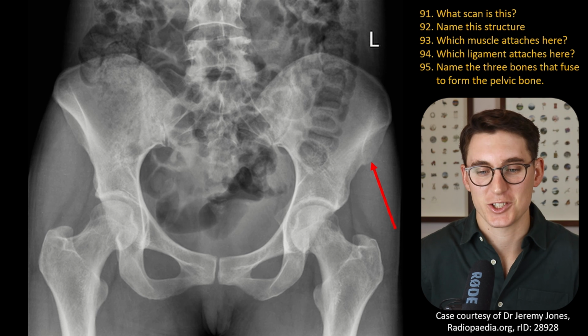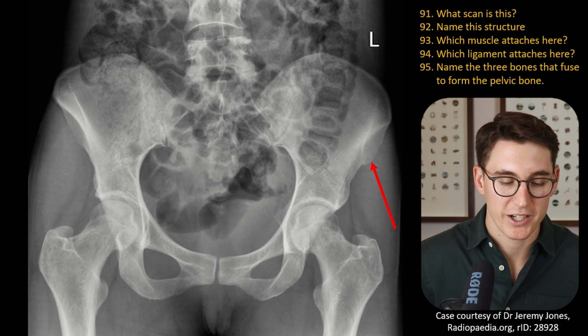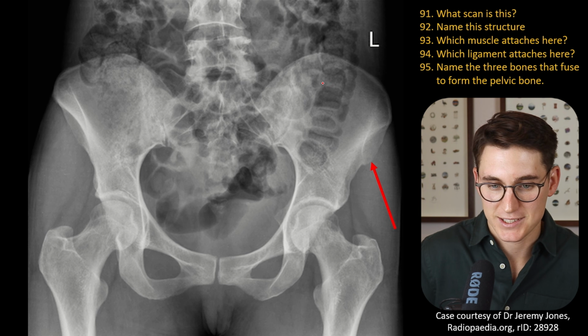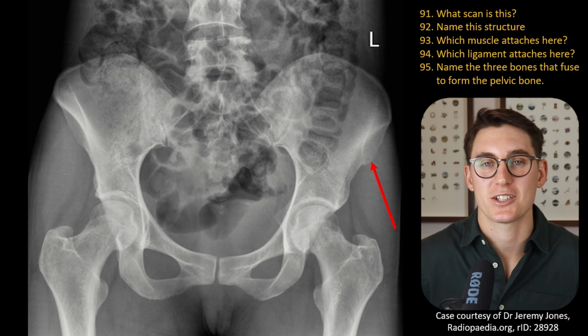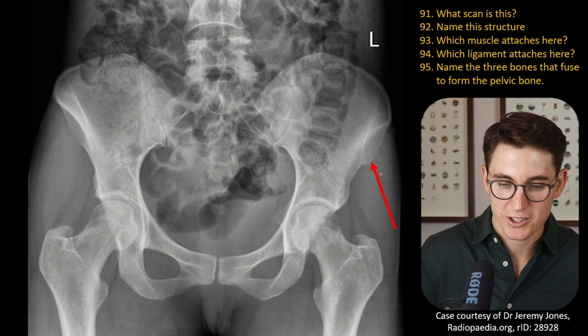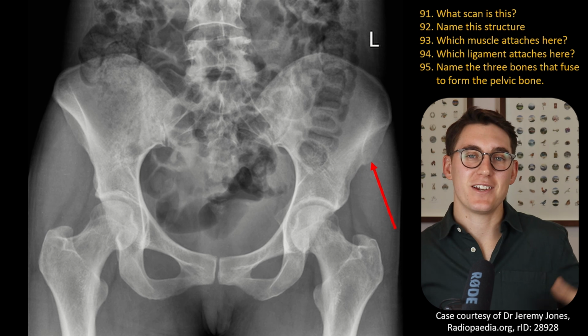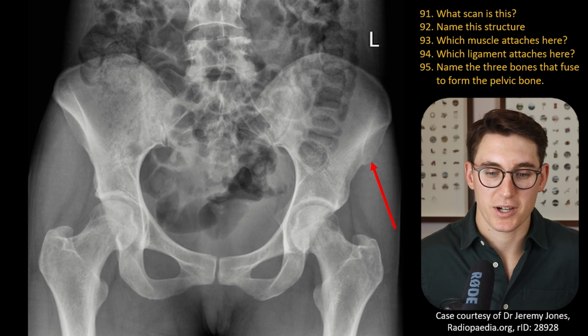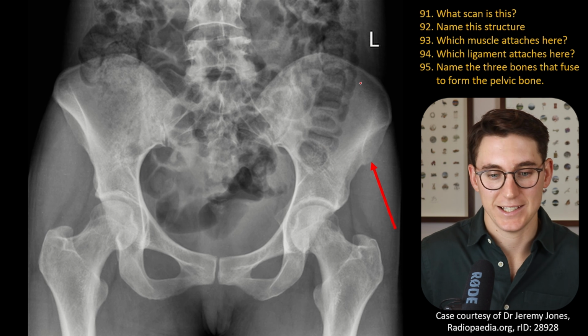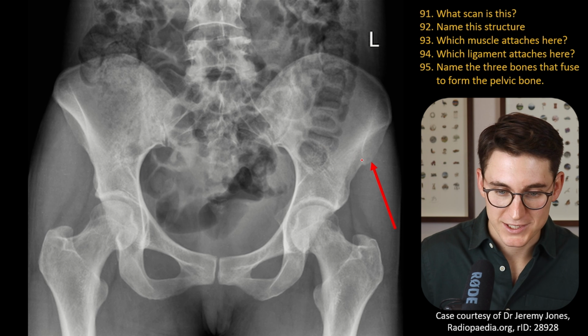Last 10 questions. We have now got a frontal AP radiograph of the pelvis. This is the left-hand side of the patient. We're asked to name this structure. This is our anterior superior iliac spine. And to be more specific, this is our left anterior superior iliac spine of the pelvic bone or of the ilium. Which muscle attaches here?